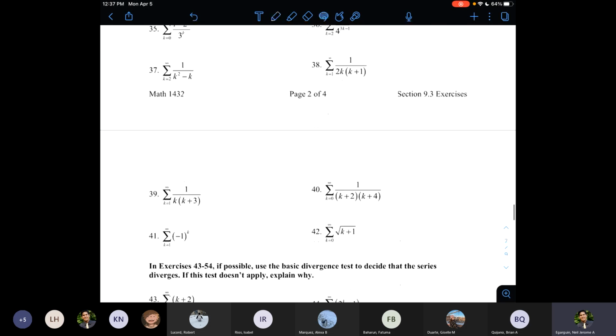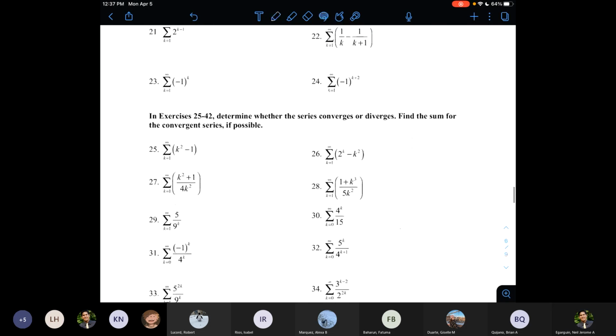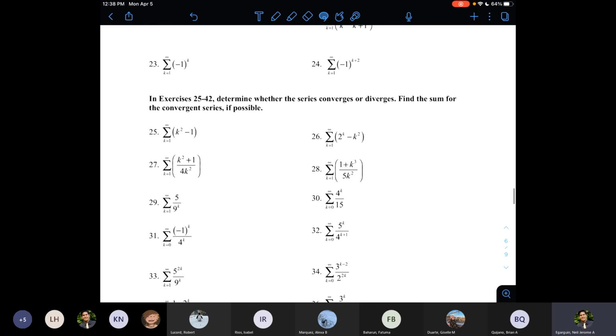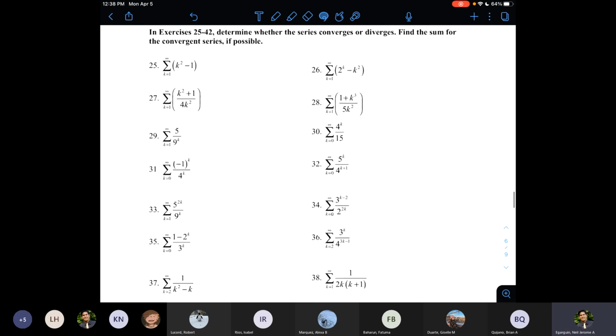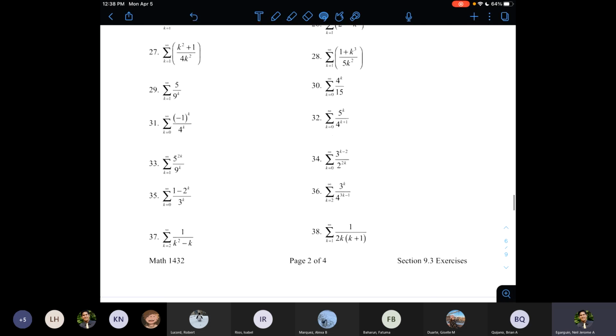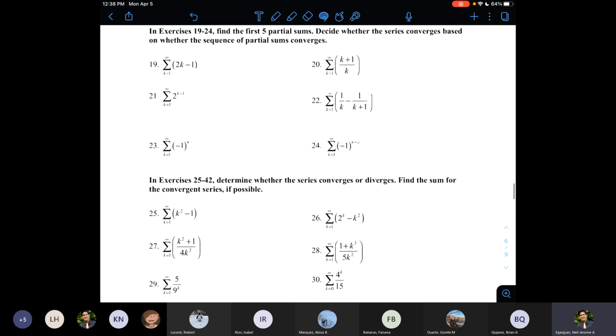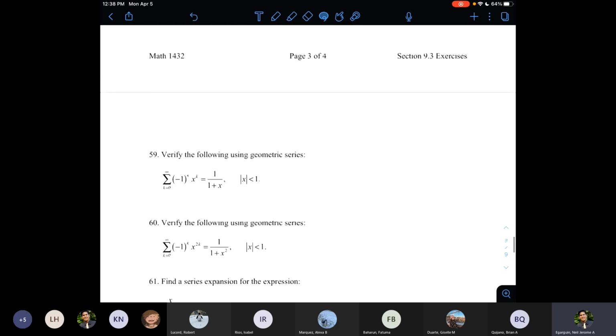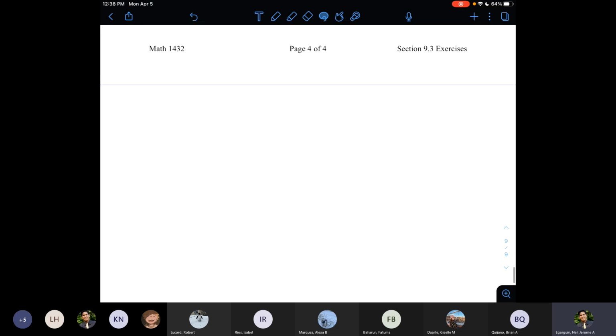So let's see. Let's try problem 35. For problems 25 to 42, the task is to determine whether the following series converges or diverges. And if it converges, let's look at the sum if possible. All right, so let's look at problem 35.